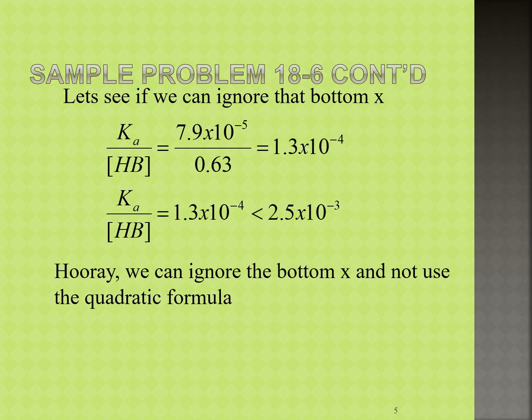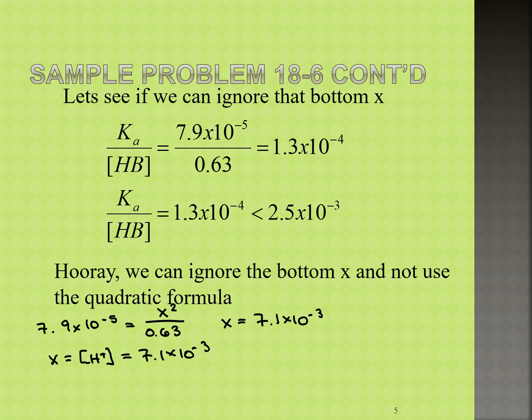Because we can get rid of that, now we know that 7.9 times 10 to the minus 5th is equal to x squared over 0.63. That's a heck of a lot easier to solve than a quadratic is, and we can solve that: x is 7.1 times 10 to the minus 3rd. Remember that x was equal to our H plus concentration.